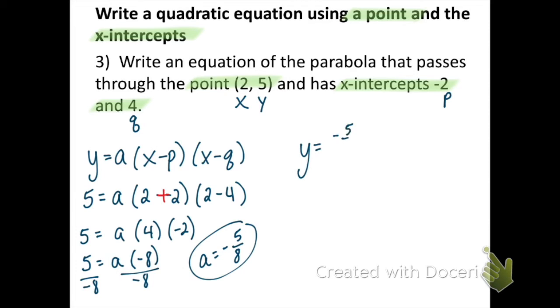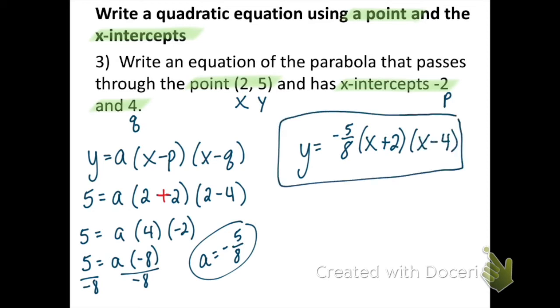Final answer is always an equation. We're going to plug in our A, P, and Q values. Now look back up really quick at our intercepts. I chose that -2 is P and 4 was Q. I could have switched that. We could have said that -2 was Q and 4 was P. It wouldn't matter in the end. So just assign them however you like.